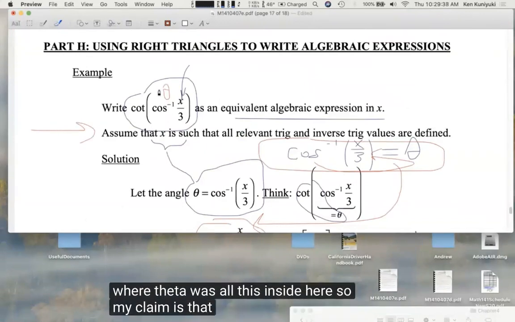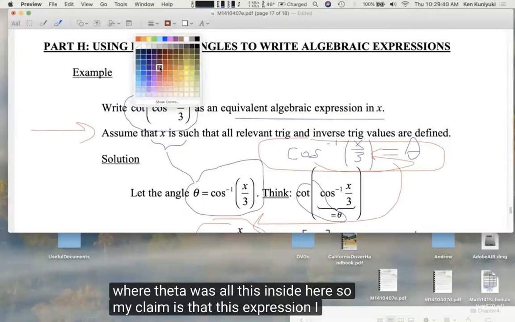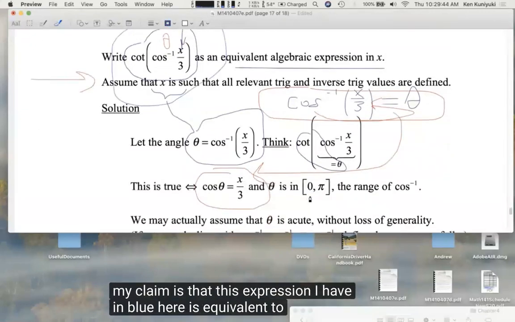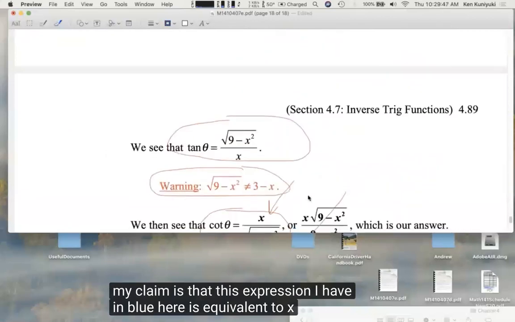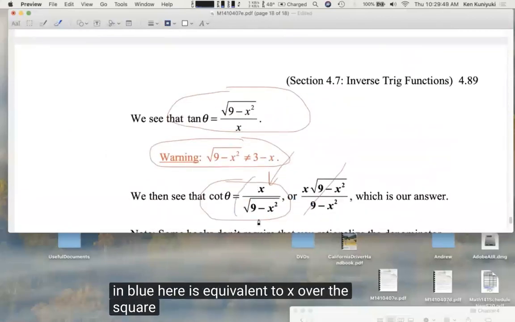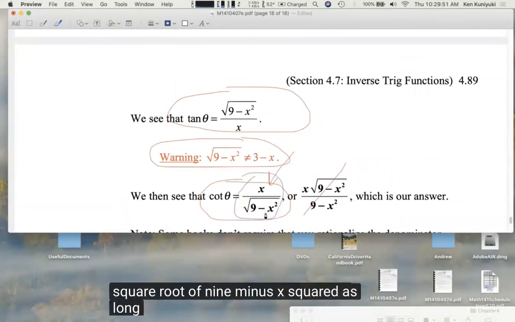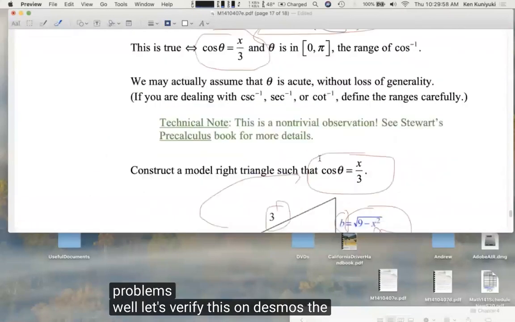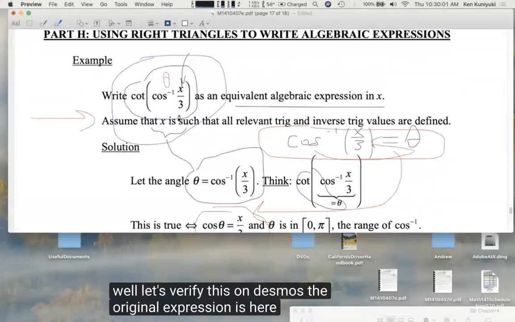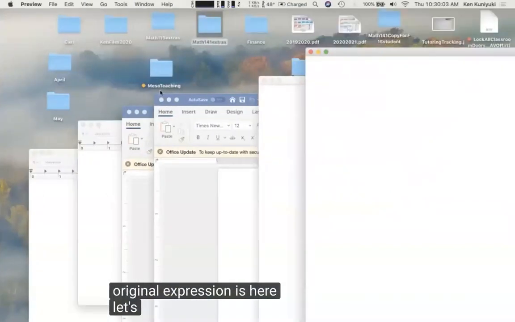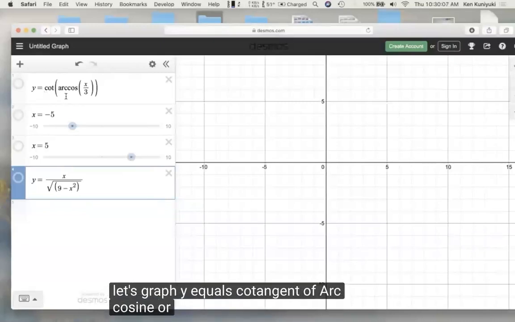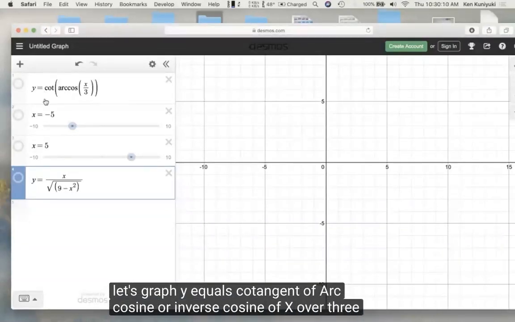So my claim is that this expression I have in blue here is equivalent to x over the square root of 9 minus x squared, as long as we don't have any domain problems. Well, let's verify this on Desmos. The original expression is here. Let's graph y equals cotangent of arc cosine, or inverse cosine, of x over 3.